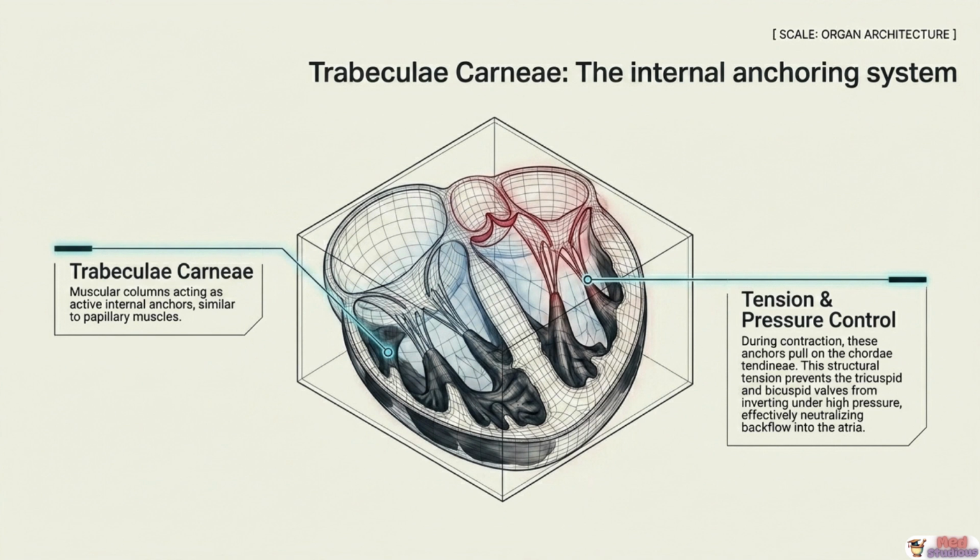During the peak force of ventricular contraction, these muscular anchors pull firmly on the chordae tendineae, the tough thread-like cords attached directly to the leaflets of the tricuspid and bicuspid valves. This structural tension prevents the delicate heart valves from prolapsing or turning inside out under the immense intraventricular pressures generated, effectively neutralizing backflow and ensuring blood moves forward through the correct exit tracts.